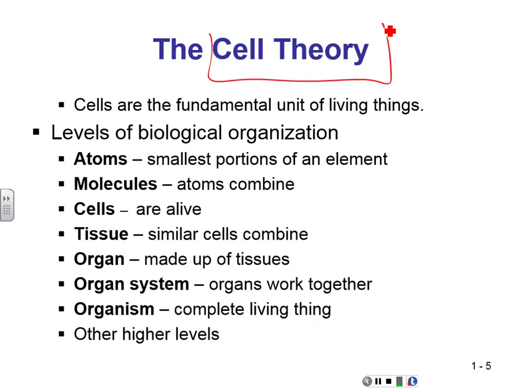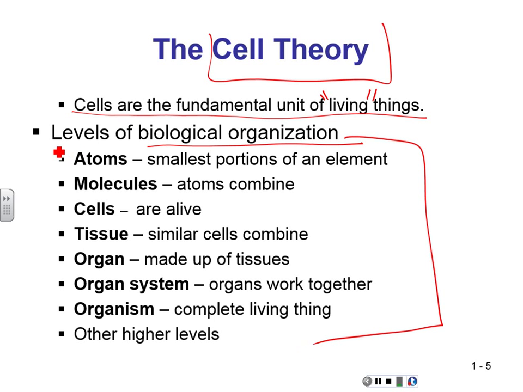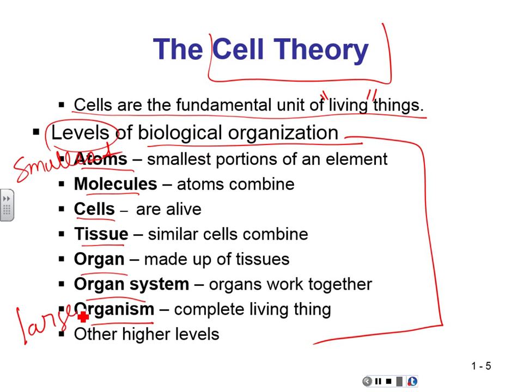So cells are the fundamental unit of living things. There has to be a cell in order for something to be called living. And we organize biological organisms into these levels. So these are called levels. There's atoms, molecules, cells, tissue, organ system, and organism. This is the smallest, and this is the largest.